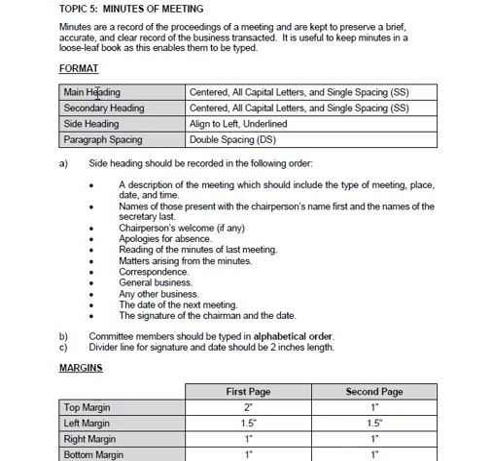First, untuk minutes dia ada main heading. Main heading must be typed centered, all capital letters and single spacing. Then secondary heading, centered, all capital letters and single spacing. Sama, beza untuk main heading dan secondary heading tak ada, semua sama: center, all capital letters and single spacing. Kalau side heading, dia align to the left, then you need to underline. Next, paragraph spacing for content is double spacing.